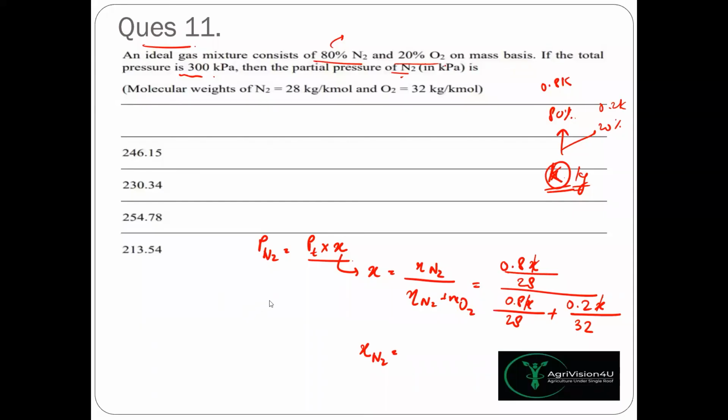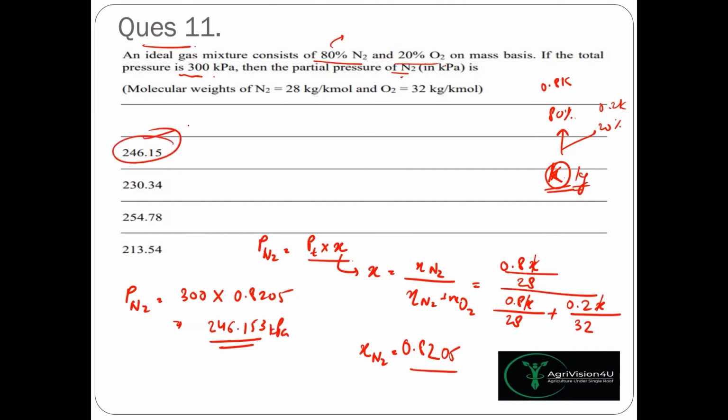On solving, we'll be getting the value of X, that is the mole fraction of N2. It is coming to be 0.8205. So all we need to do is multiply it by total pressure and we'll get the partial pressure of N2, that is total pressure 300 multiplied by 0.8205, which comes to 246.153 kPa. So the answer would be 246.15 kPa, the partial pressure of nitrogen in this gaseous mixture.